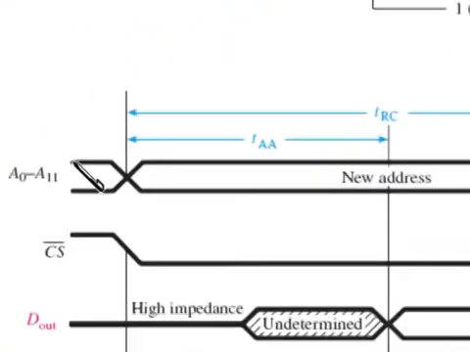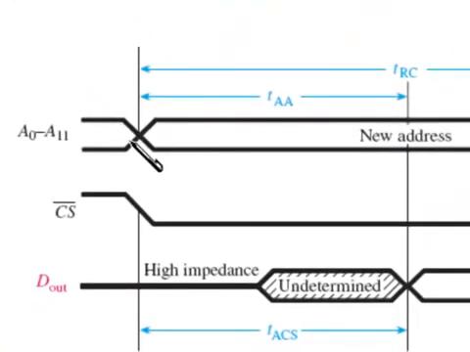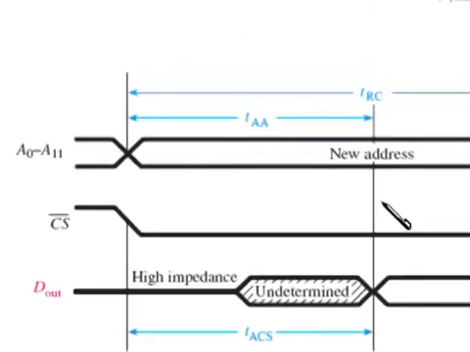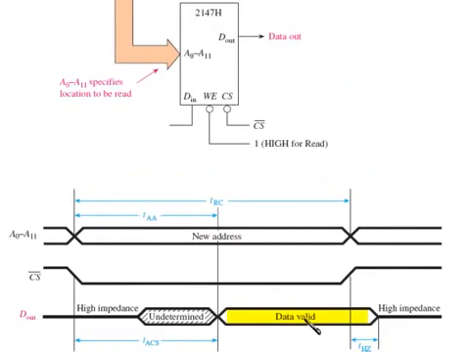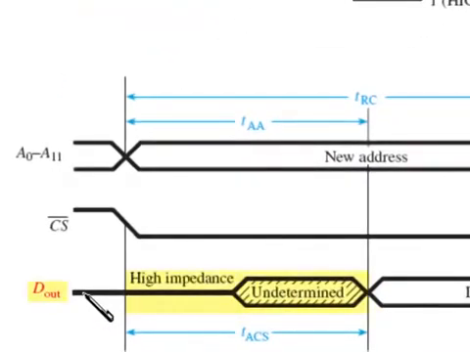So you set up the address bus at this point, and then there's a length of time called TAA, address access, before the data coming out is valid. Before that, the D at the output is either in a high impedance state, meaning floating, or it's undetermined. So stay away from it.